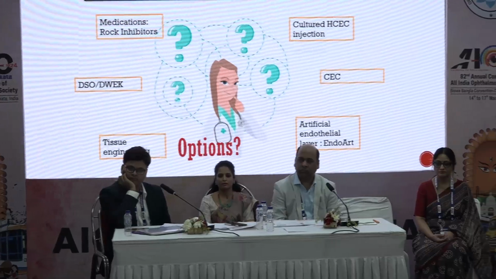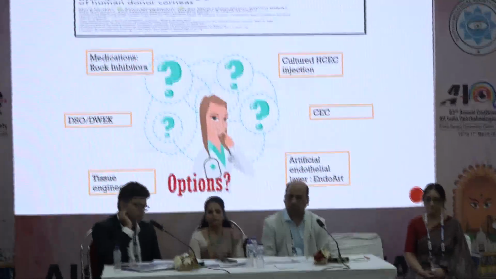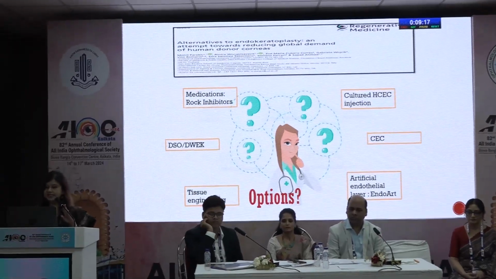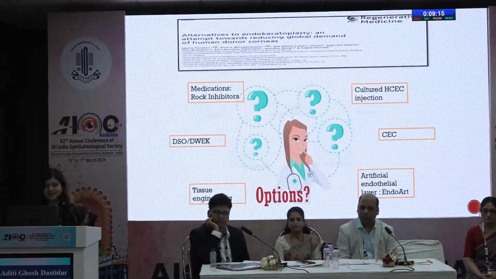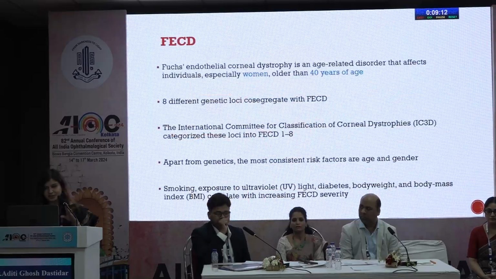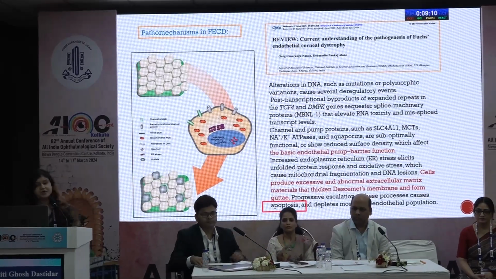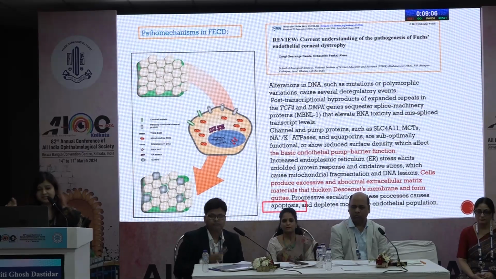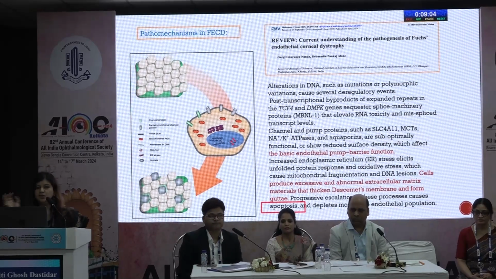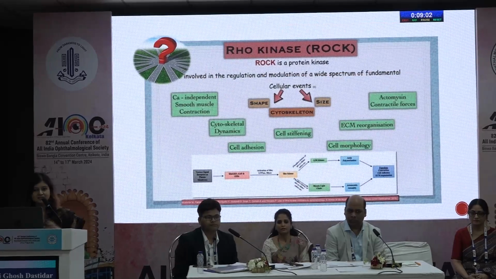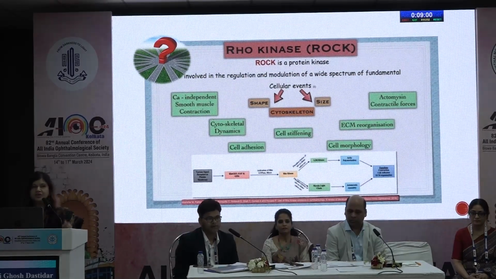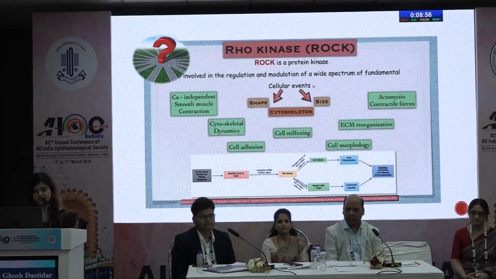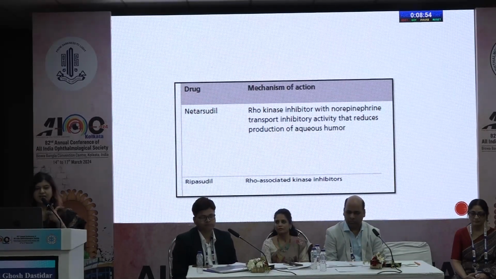So medications like ROCK inhibitors, DSO, DWEK, I'll show you a video about it, tissue engineering, cultured human corneal endothelial cell injection, and the end game, that is artificial endothelial layer. So Fuchs, we have already discussed a lot. The main important problem is the production of excessive abnormal ECM, which thickens the DM, and this leads to the apoptosis. Then we were introduced to ROCK inhibitors, which were being used in glaucoma patients as well. So we get netarsudil and ripasudil.